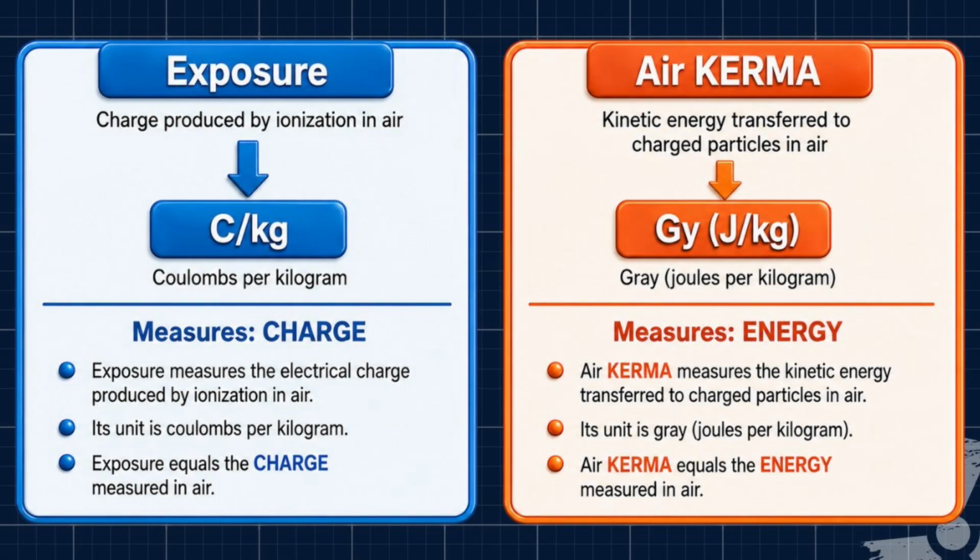Exposure and air KERMA are also closely related, but they are not identical. Exposure measures the electrical charge produced by ionization in air, and its unit is coulombs per kilogram. Air KERMA, on the other hand, measures the kinetic energy transferred to charged particles in air. So exposure equals the charge measured in air, while air KERMA equals the energy measured in air.